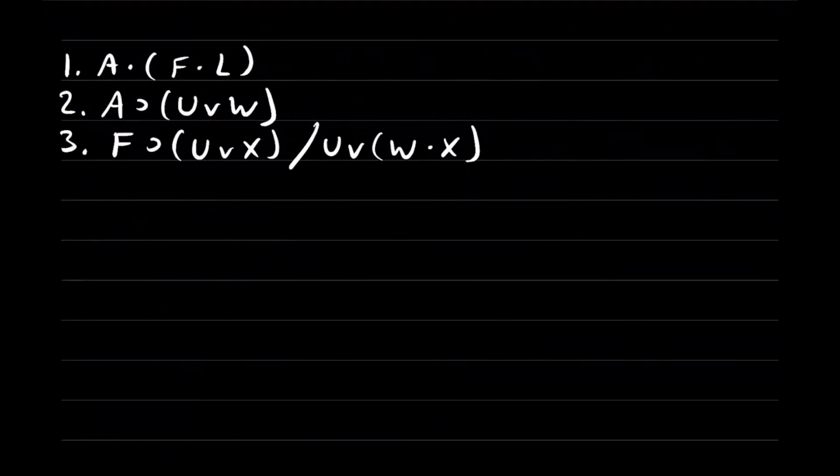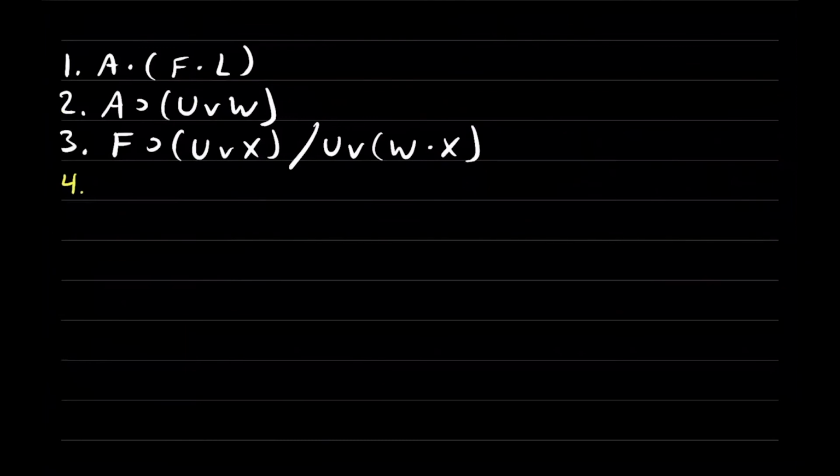We're given three premises: A and (F and L); A implies (U or W); F implies (U or X). And we're trying to show U or (W and X). Let's dive in and see if we can figure out how to do this one.